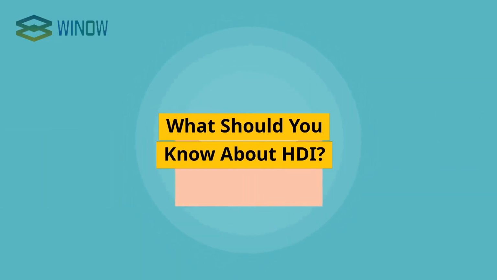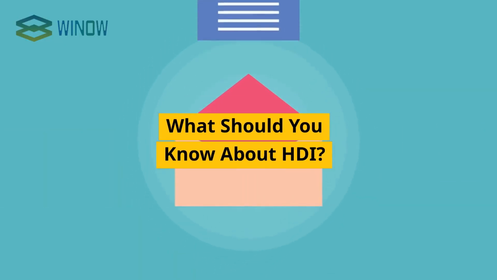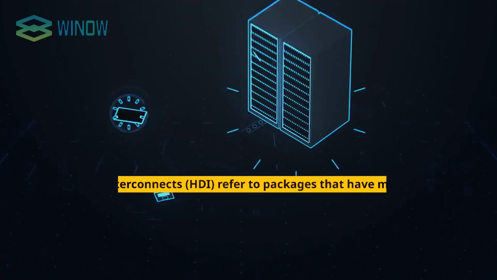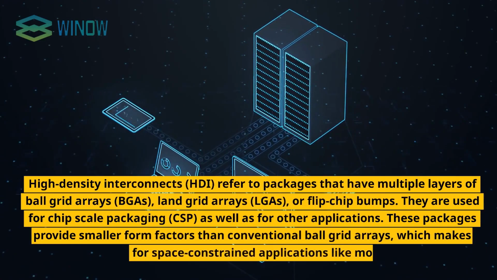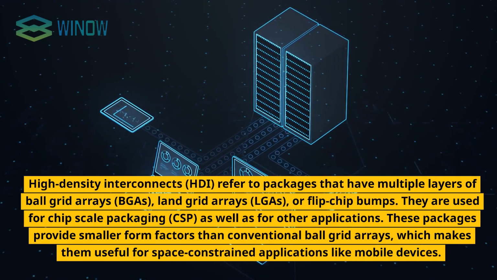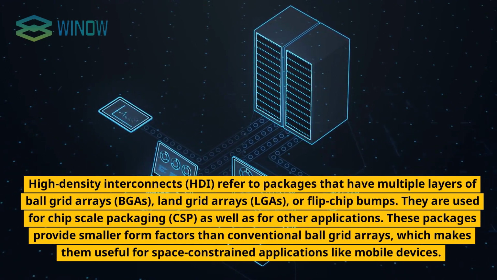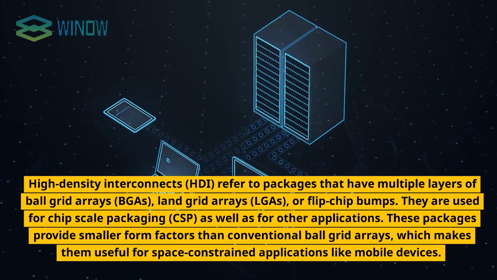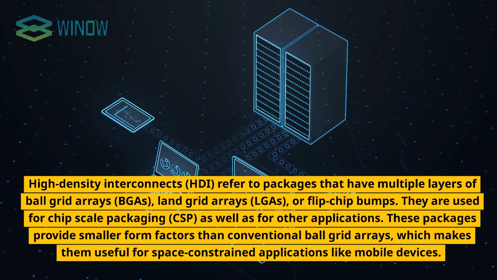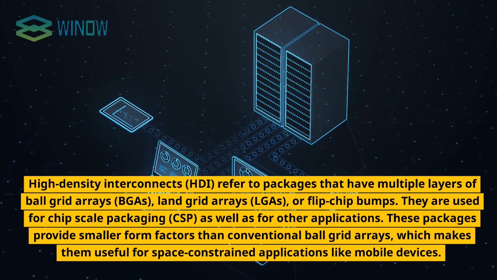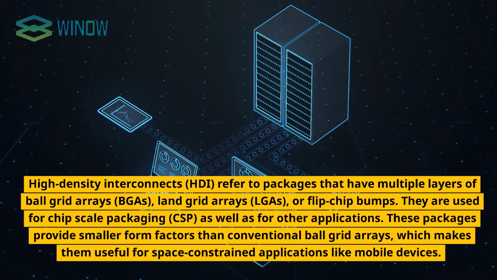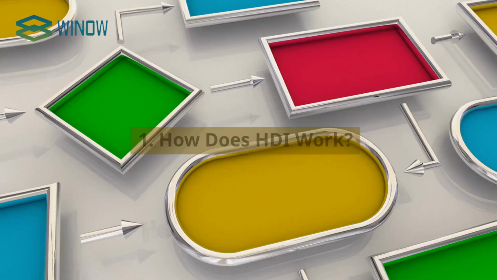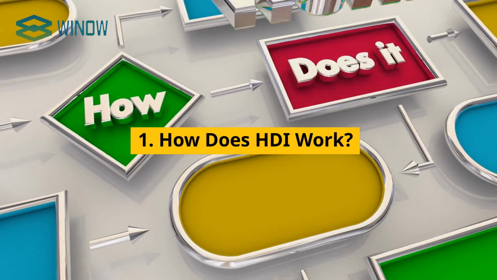What should you know about HDI? High-density interconnects, HDI, refer to packages that have multiple layers of ball grid arrays, BGAs, land grid arrays, LGAs, or flip chip bumps. They are used for chip-scale packaging, CSP, as well as for other applications. These packages provide smaller form factors than conventional ball grid arrays, which makes them useful for space-constrained applications like mobile devices.